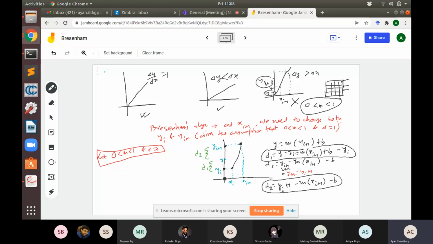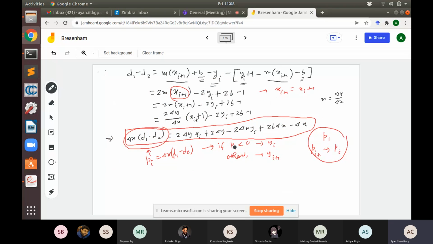So d2, and what is d2? d2 is equal to the same expression we get from here, so that means yi plus 1 minus y. And what we are trying to do is to take a difference between d1 and d2. While doing this difference, somewhere we have got xi plus 1 and we replaced it with the discrete pixel values. That means xi plus 1 is equal to xi plus 1, and we have got this expression. So we call this expression delta x times d1 minus d2.